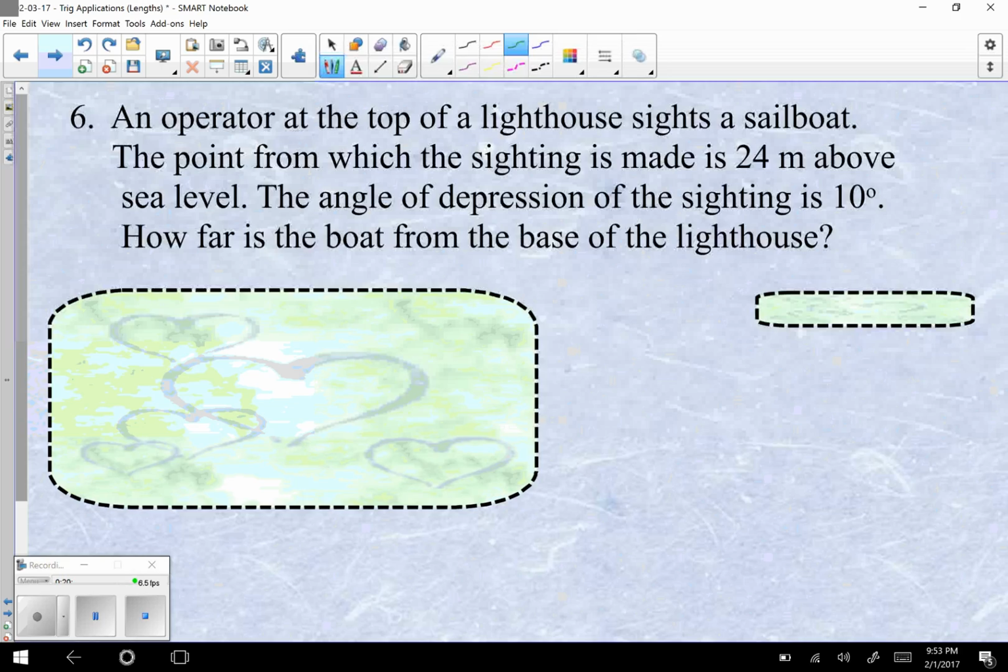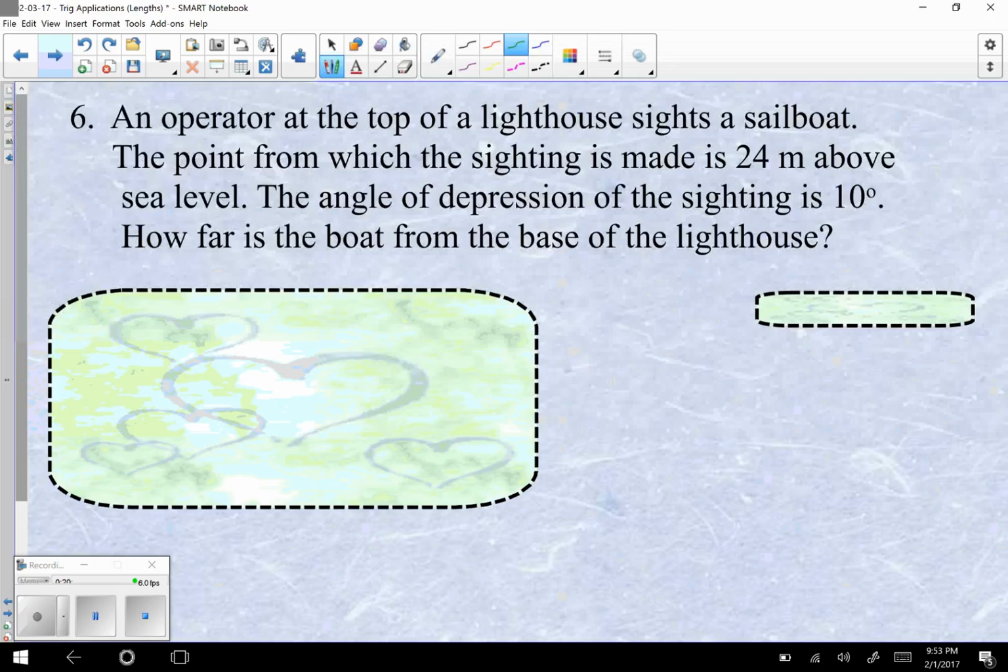Number 6. An operator at the top of a lighthouse sights a sailboat. The point from which the sighting is made is 24 meters above sea level. The angle of depression of the sighting is 10 degrees. How far is the boat from the base of the lighthouse?